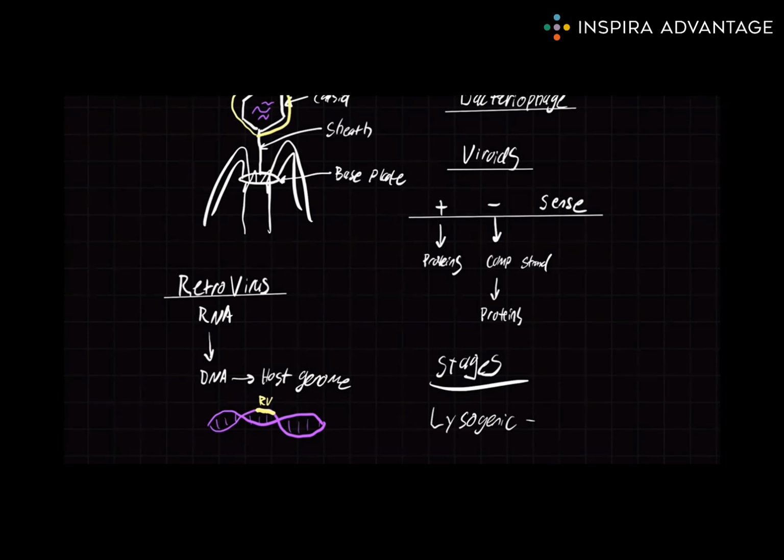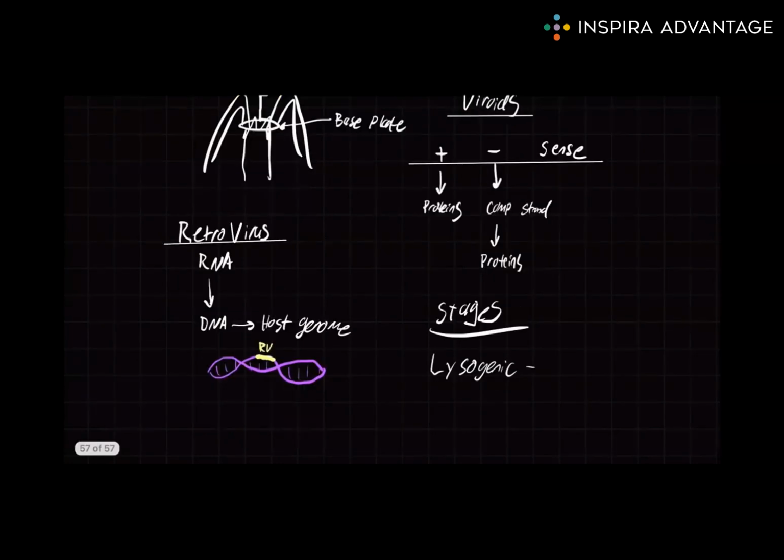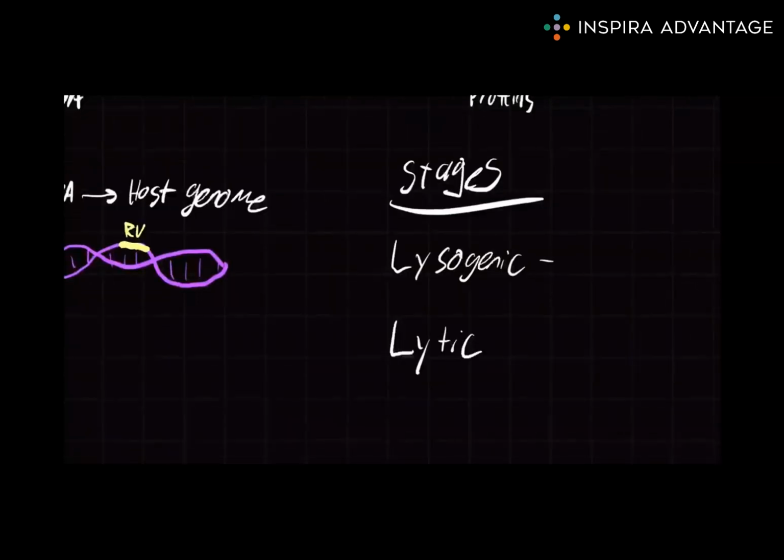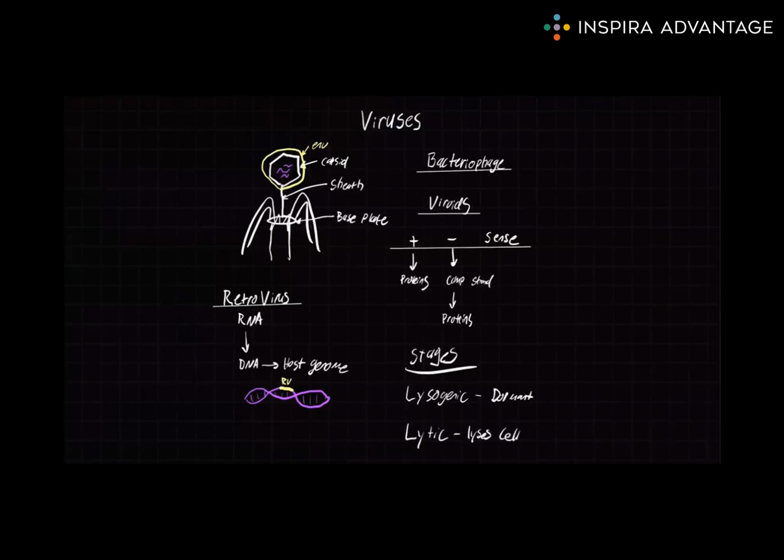So what is the lytic stage? Well, the lytic stage is when the virus replicates like crazy inside the cell until there's so much virus that the host cell explodes or lyses. Once you have this information down, you'll be ready to answer any virus question the MCAT will throw at you.